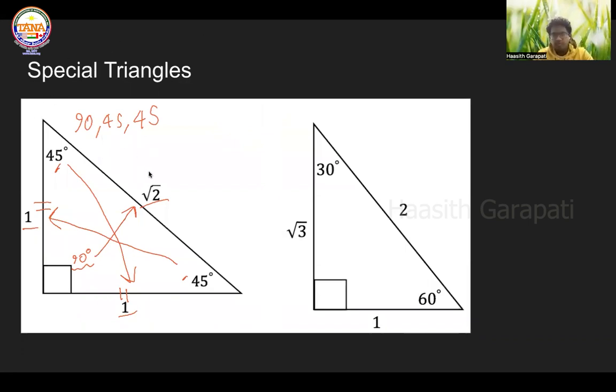So how is this useful? Well, first of all, don't think of these side lengths as side lengths. Think of them as proportions. I'll explain what I mean.